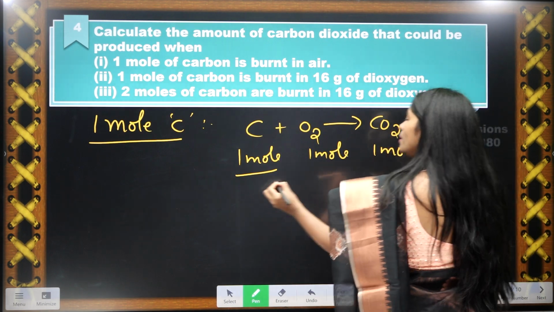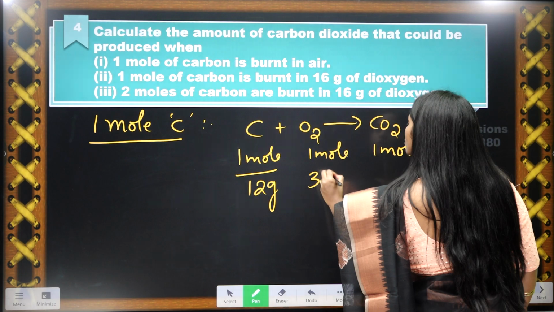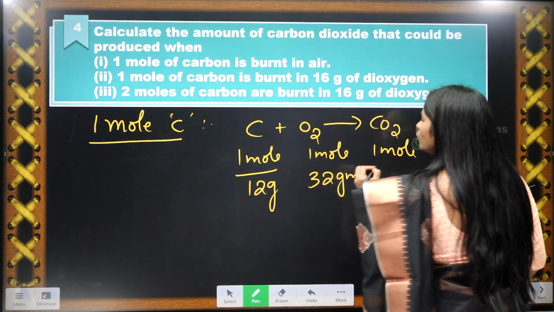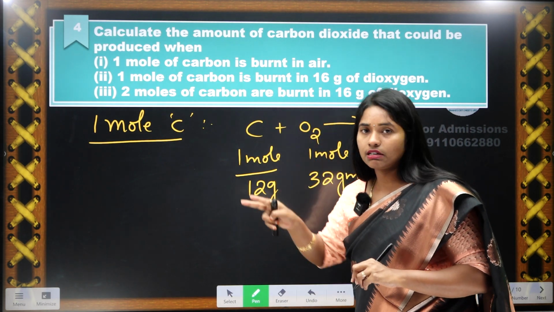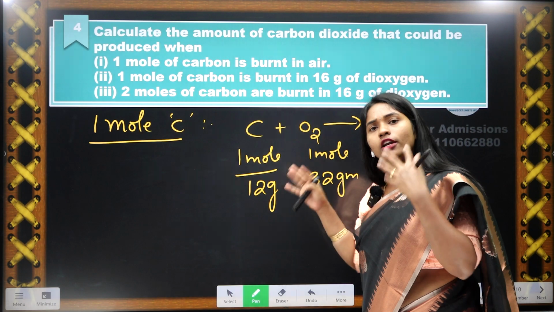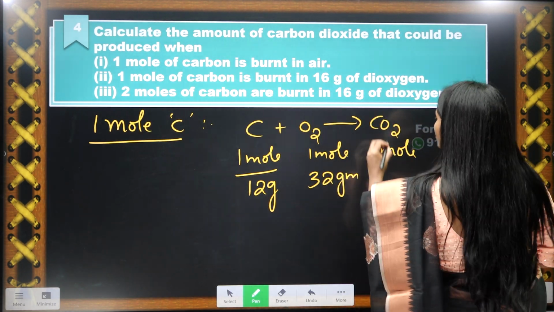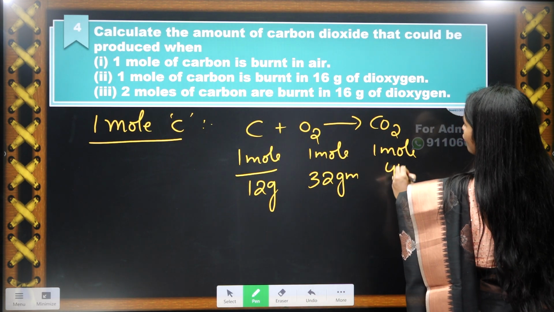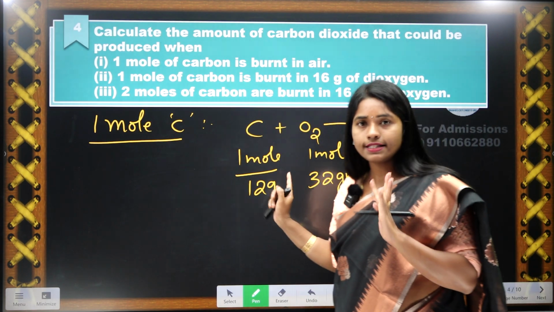1 mole of carbon, how much? 12 gram. 1 mole of O2 is 32 gram. Why 32 gram? Because 1 oxygen is 16, 2 oxygen is 32. You should learn it. In coaching, you will learn, right? All this content you will be already learning. Here I am solving questions. And CO2 is 44 grams, because carbon is 12, each oxygen is 16.